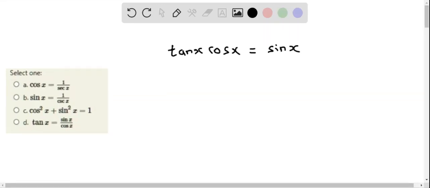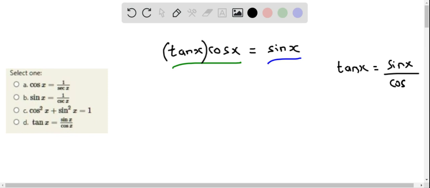If the left side expression equals the right side expression. On the left side, we have tangent of x times cosine of x, and on the right side, we have sine x. So first, I'm going to replace this tangent of x using the trigonometric identity. That is, tangent of x equals sine x over cosine of x.